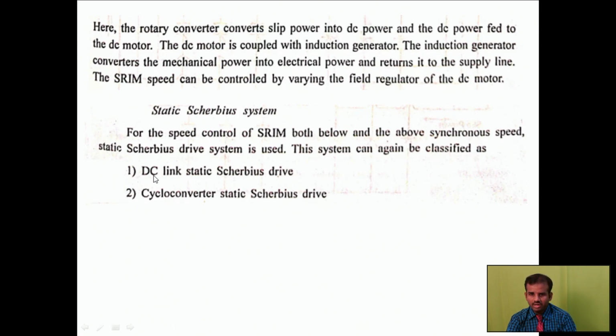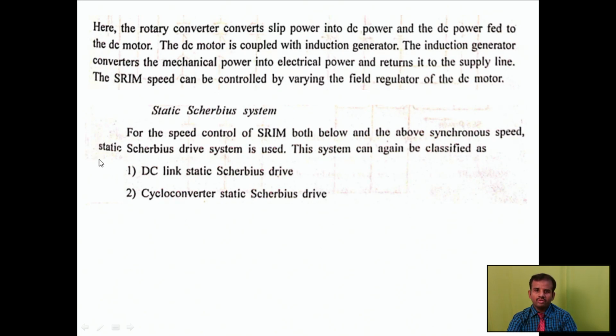For the speed control of a slip ring induction motor, both below and above synchronous speed, the static Service drive system is used. This system can again be classified as the DC link static Service drive and the cycloconverter static Service drive. In this static Service drive, operation below synchronous speed is possible and above synchronous speed is also possible.